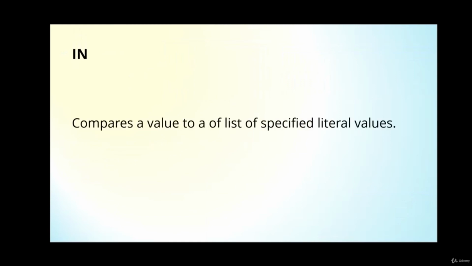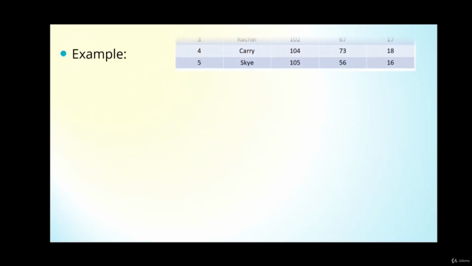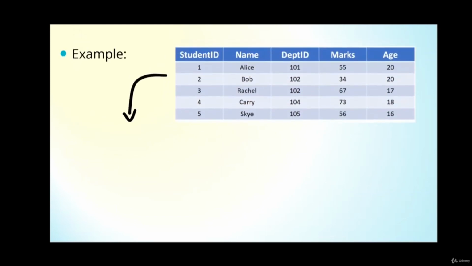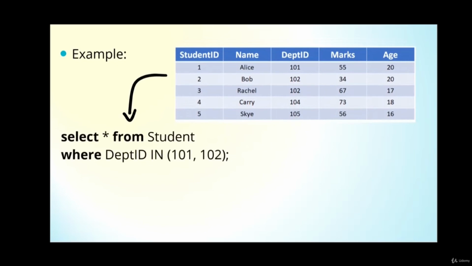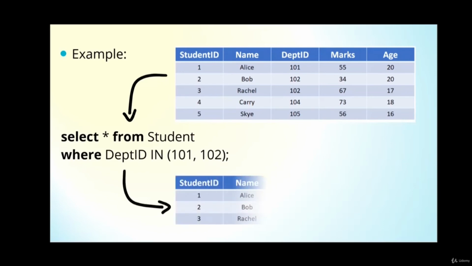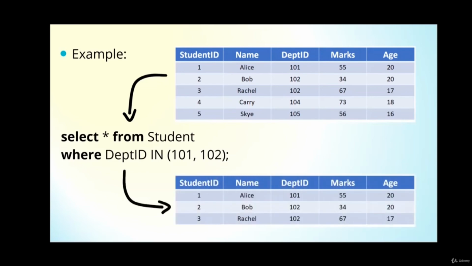Next operator is the IN operator. What the IN operator does is it compares a value to a list of specified literal values. For example, in this query, select star from student where department ID in 101 and 102. So it will look for all of those students who have department 101 and 102. In this case, Alice, Bob and Rachel have department 101 and 102. So their details are displayed.